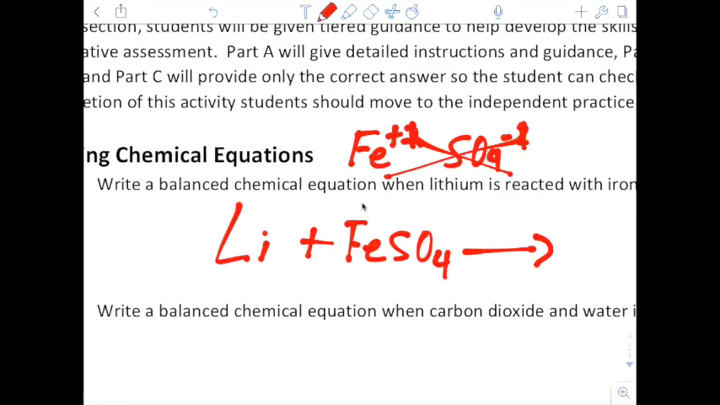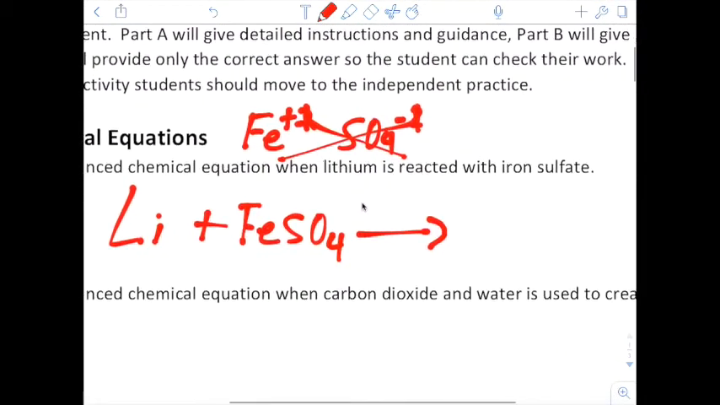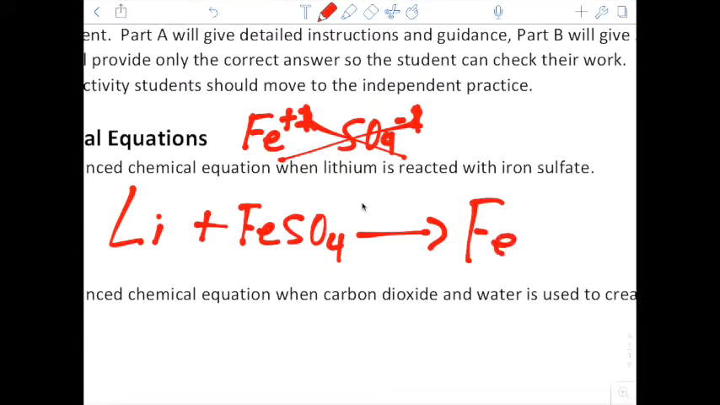Now lithium is going to go ahead and replace our iron. So that means that iron is now by itself. It's not part of Brinkelhoff, so it's not a diatomic. We don't put a 2. But now we have lithium sulfate.